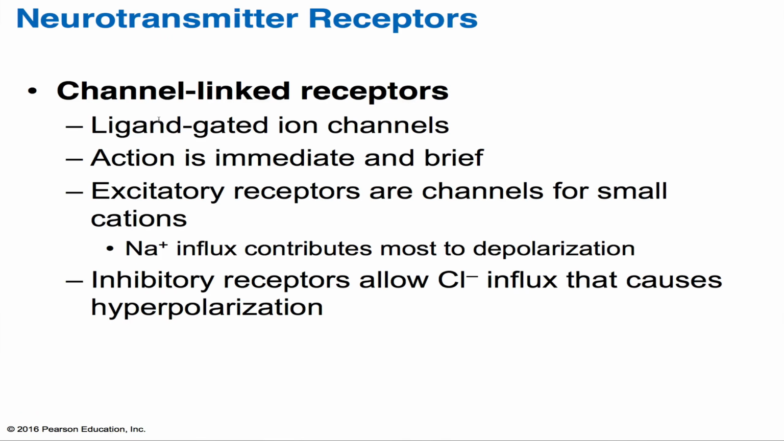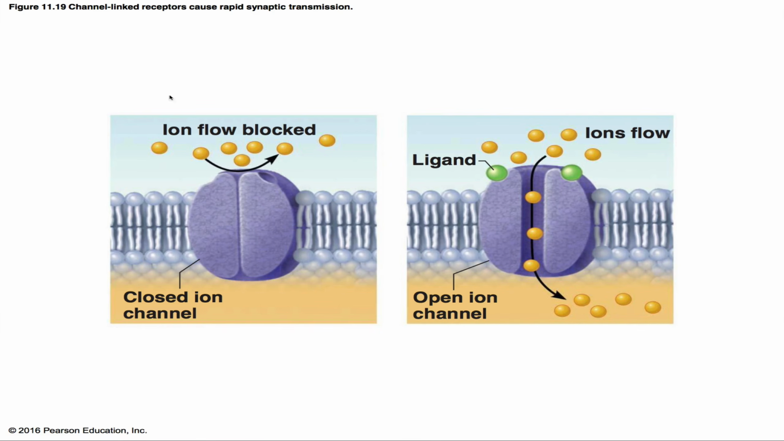At excitatory receptor sites such as nicotinic acetylcholine channels and receptors for glutamate, aspartate, and ATP, the channel-linked receptors are cation channels that allow small cations such as sodium, potassium, and calcium ions to pass. However, sodium influx contributes most to the membrane's depolarization. And channels linked to receptors that respond to GABA and glycine allow for chloride ions to pass through, which mediates fast inhibition or hyperpolarization. So this illustration goes over what we just learned about these channel-linked receptors.